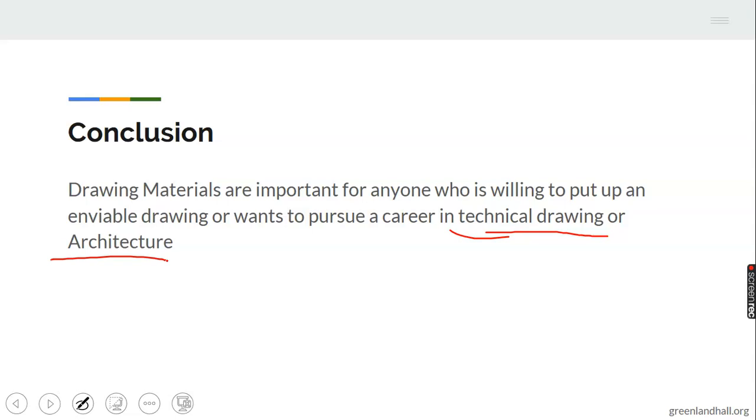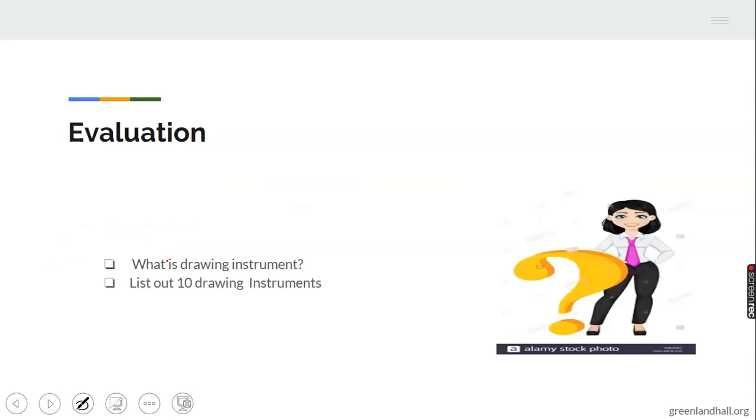Now let me find out if you have been able to listen to all that I've been explaining to you and you have gotten one or two things from it. Now let me ask you, what is a drawing instrument? What is a drawing instrument? Anybody want to tell me? Very simple. Used for drawing in technical drawing. Good. Now let's list 10 drawing instruments.